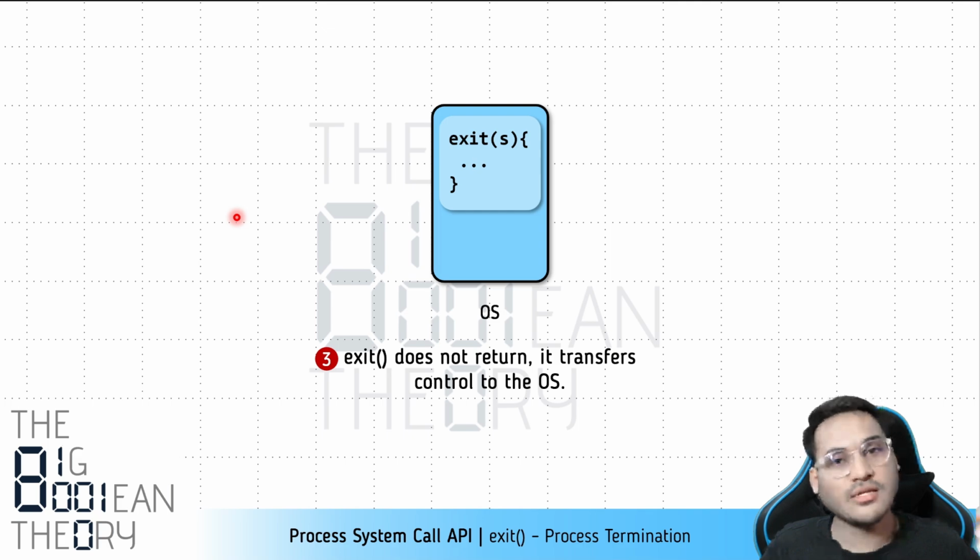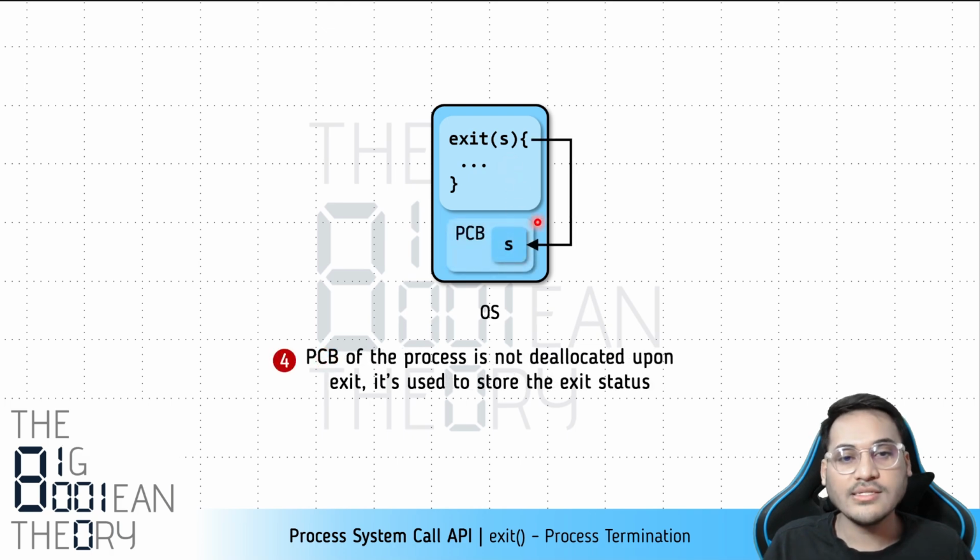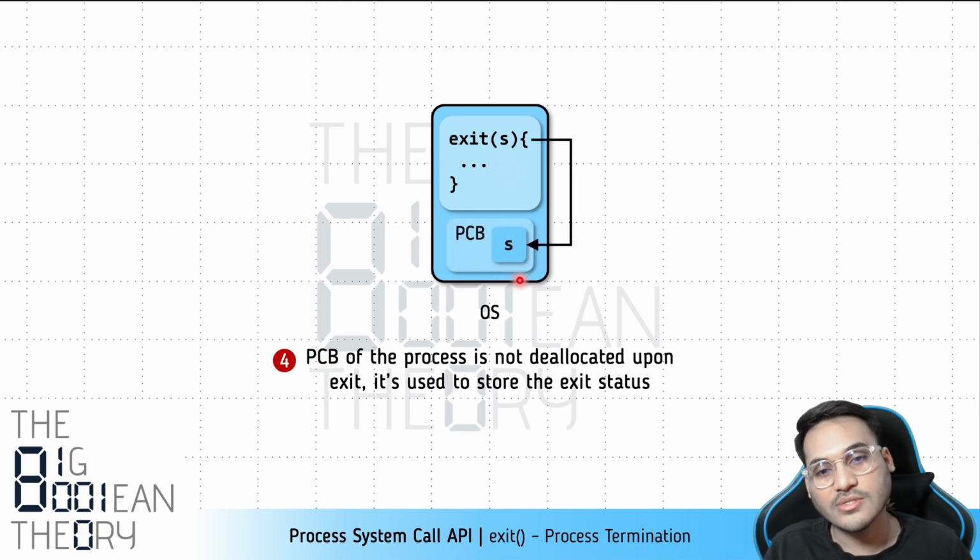The process has invoked the system call, it has been terminated, right? And exit does not return. What happens next is that this is the process control block of that terminated process. That process, that running program, is no longer there, but its data structure, its process control block, is still with the operating system. It will also get deallocated, but only when the parent calls wait.